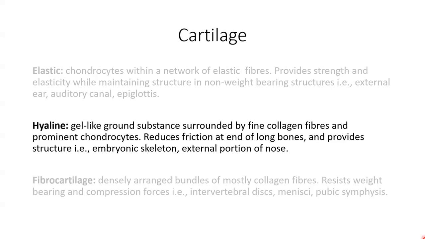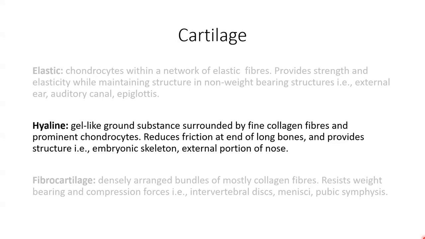Hyaline cartilage is made up of fine collagen fibres, prominent chondrocytes, and a resilient gel-like ground substance. It appears bluey white and really shiny within the body. And it's actually the most abundant cartilage. So this is the greatest type of cartilage within the body. Hyaline cartilage is found at the end of a long bone, the external portion of your nose, the bronchi and bronchioles within your lungs, and then also the embryonic or the fetal skeleton.